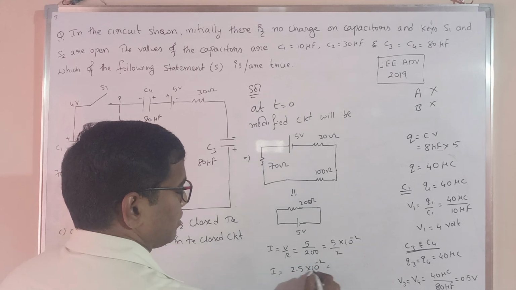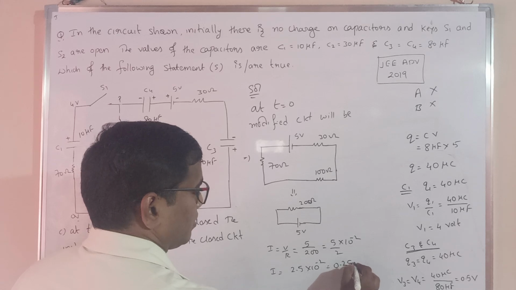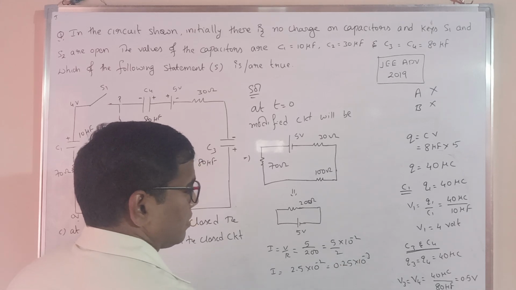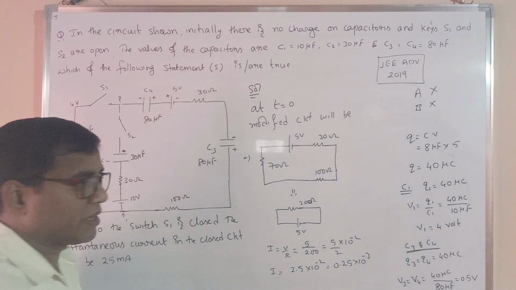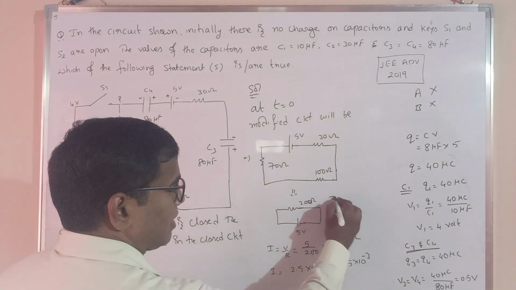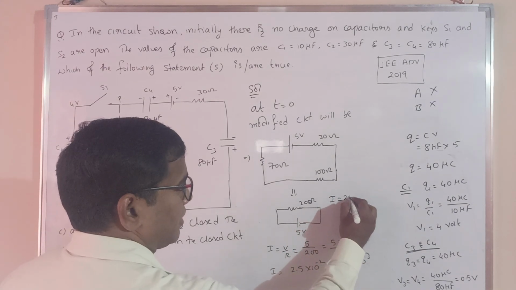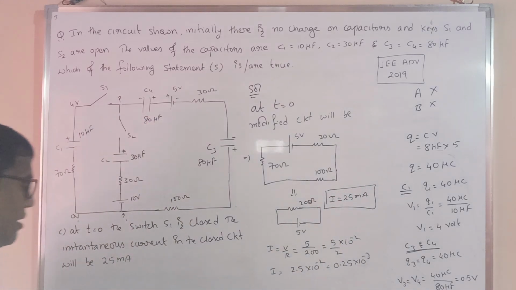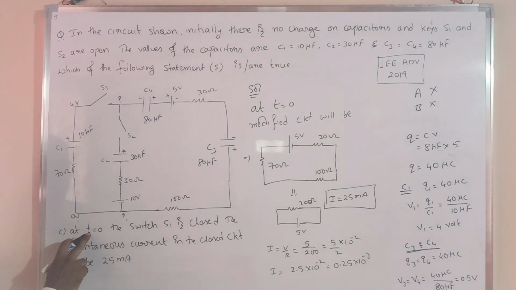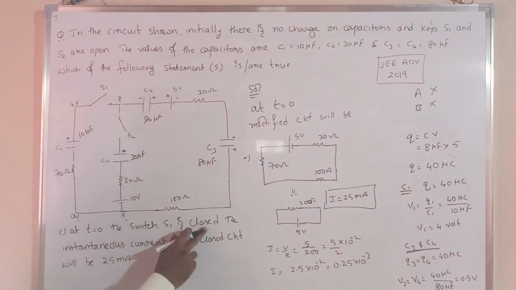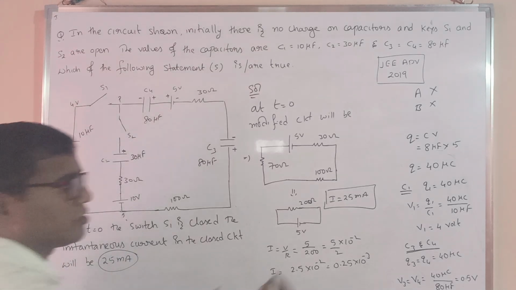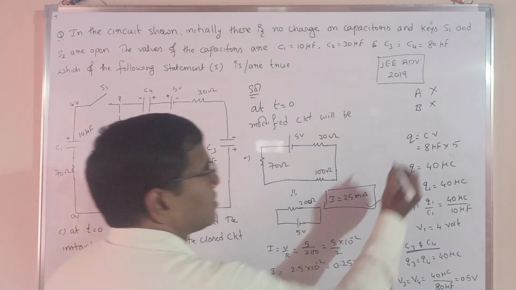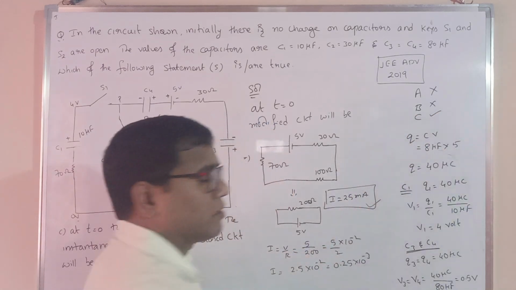We can write 0.25 into 10 power minus 3. That we can write I is equal to 25 milliamperes. So what is given in option C? At t is equal to 0, the switch S1 is closed. The instantaneous current in the closed circuit will be 25 milliampere. So we got the same answer. So option C is the correct one.